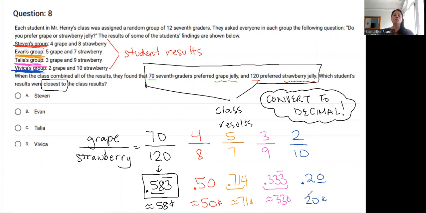All right, so what I could do now is figure out which one of these, red, orange, pink, or blue, is closest to 58 cents, and that would be red. All right, these are the 2 closest. So therefore, red, Stephen's group, his results were closest to the class results. So Stephen is the correct answer. Okay, go ahead and copy this down. Pause the video.